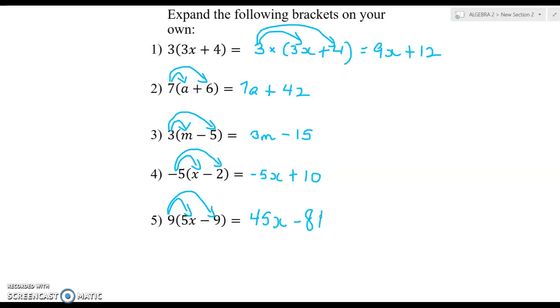So pretty simple once you practice expanding brackets. Try over the questions if you need to, but math is all about practice, algebra is all about practice. And if algebra is a topic that you don't like, really make the extra effort and practice.